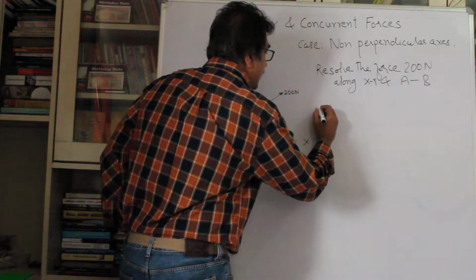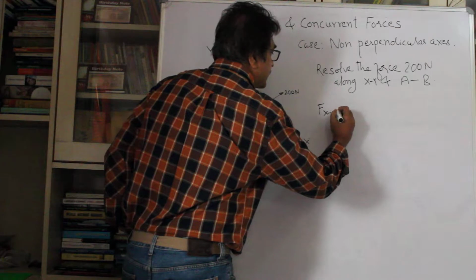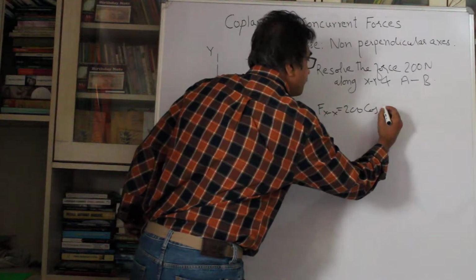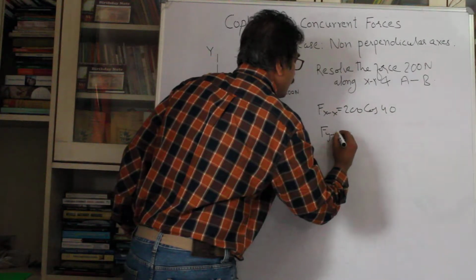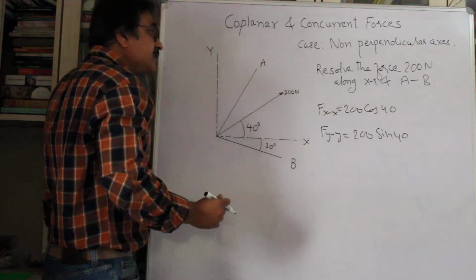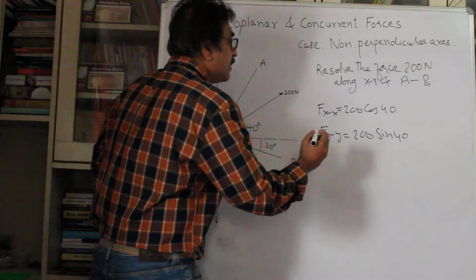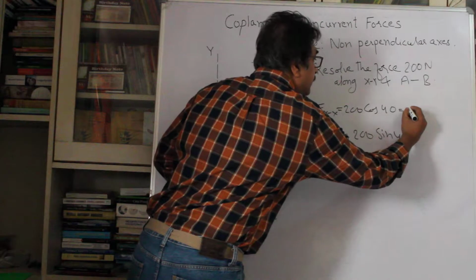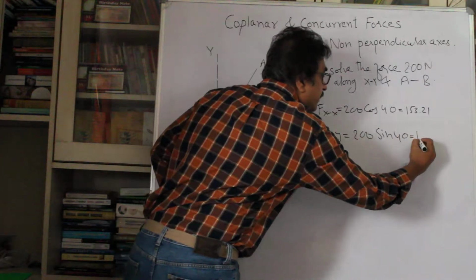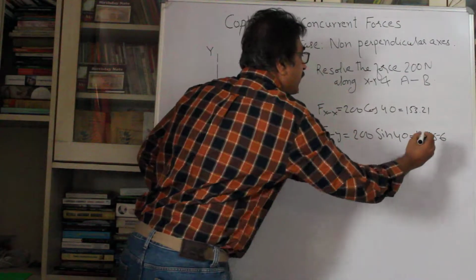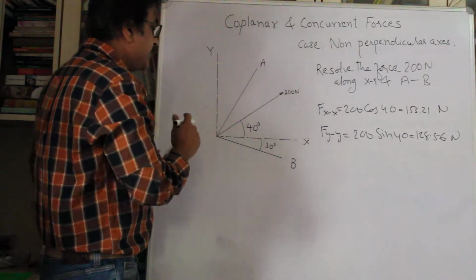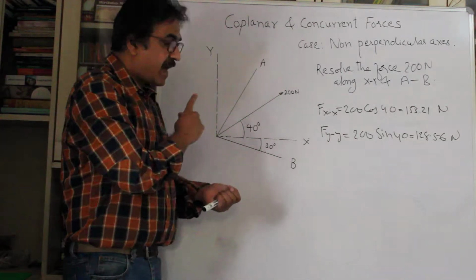So we have Fx, which is 200 cos 40, right? And Fy is 200 sin 40. And if you want the answers, they are 153.21 and 128.456. So that was pretty straightforward. That is resolution along the x and y axes.